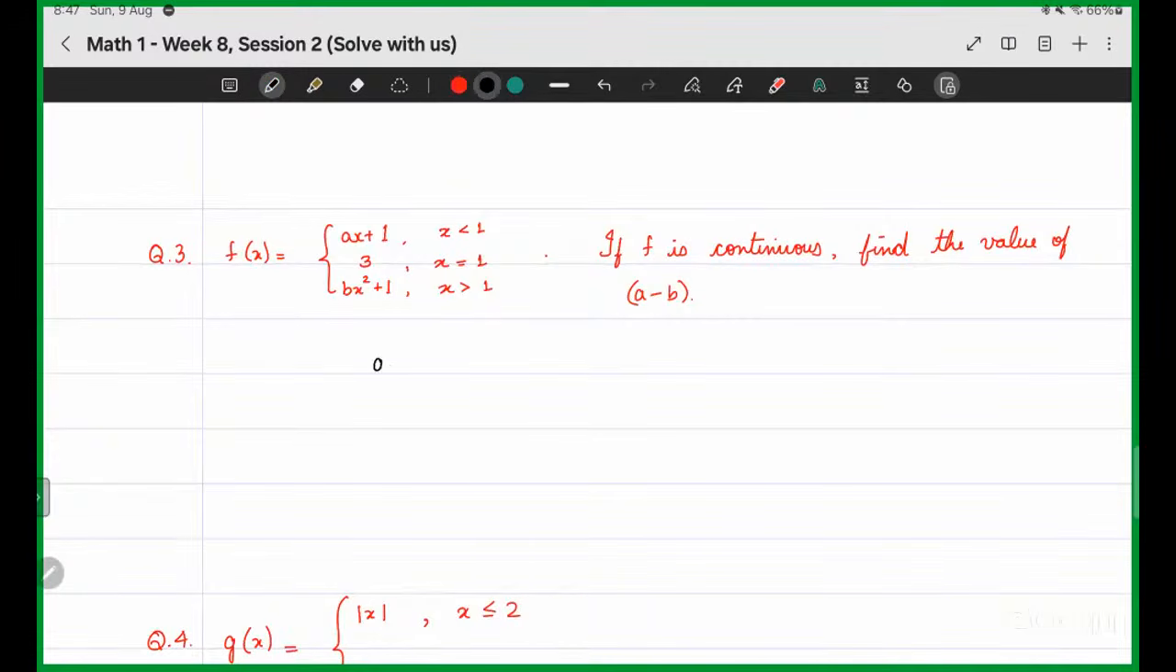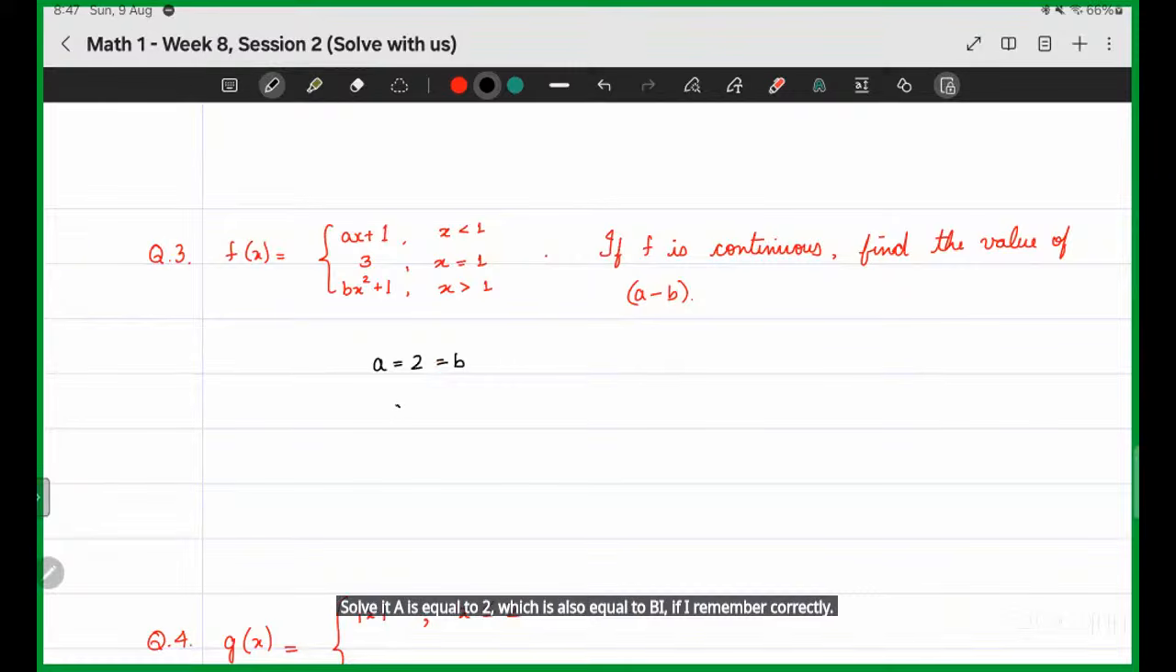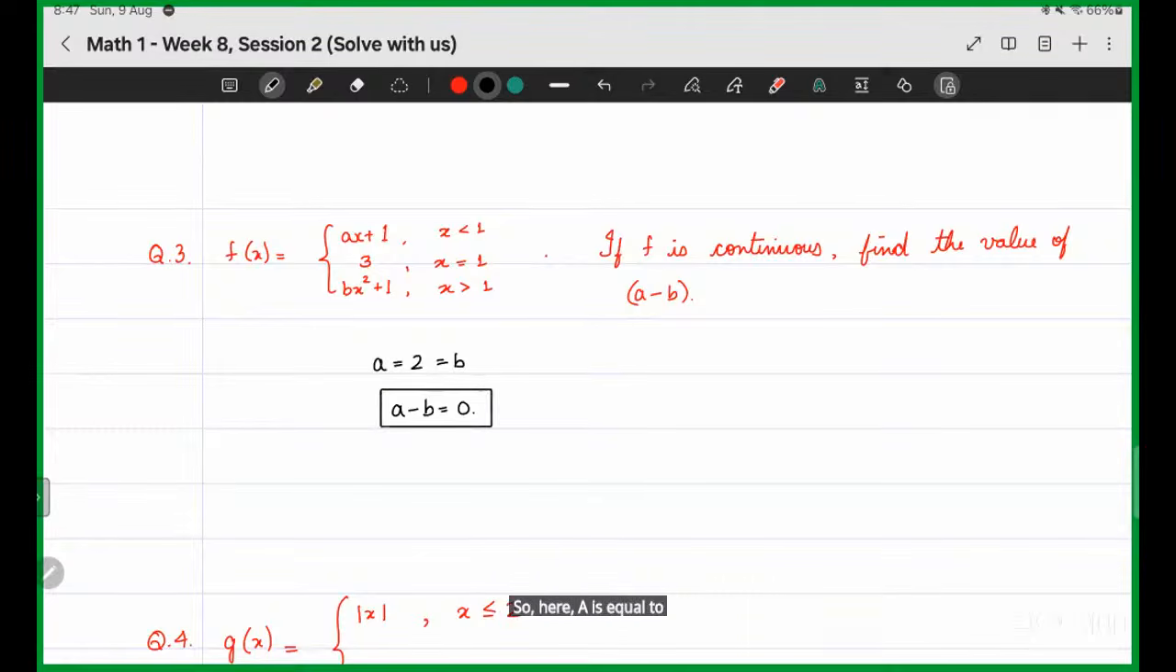Yeah, I'll let you guys solve it. A is equal to 2, which is also equal to B, if I remember correctly. Yeah, so A minus B is equal to 0. So here a is equal to b because a plus 1 is equal to b plus 1. Yeah, you could do that also, yeah. A minus b is equal to 0.